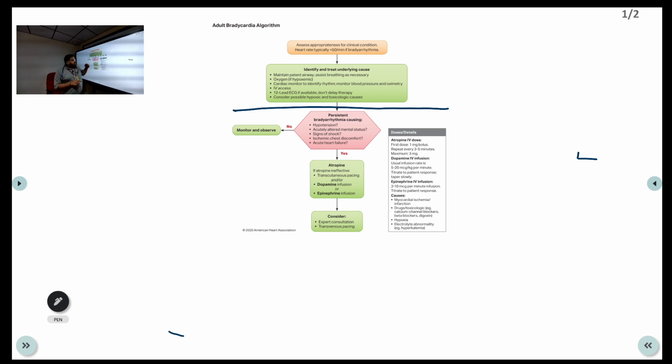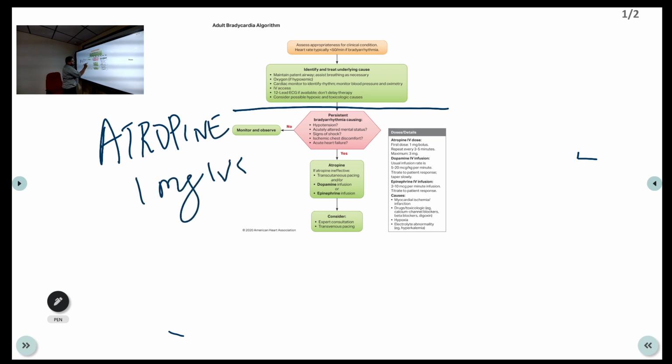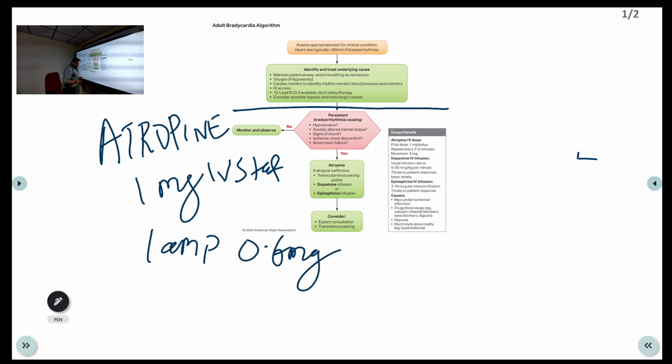If any of these things is there, then what you have to do is give the drug of choice, which is atropine. Remember, the drug of choice is atropine. What you have to give is 1 mg IV stat. The problem with atropine is that 1 ampule is 0.6 mg, so 1 ampule is not sufficient. You have to give nearly 1.5 ampules. So the dose of atropine is 1 mg IV stat. That is the first drug that you need to give.